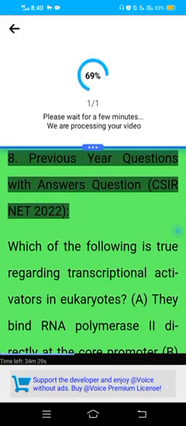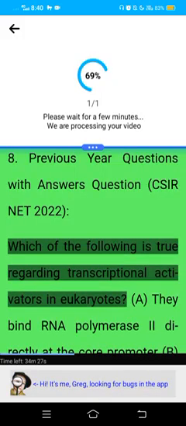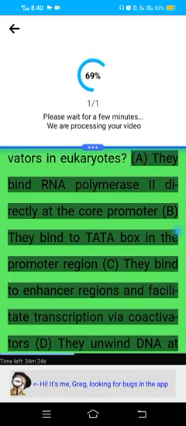8. Previous year questions with answers. Question. CSIR-NET 2022. Which of the following is true regarding transcriptional activators in eukaryotes? A. They bind RNA polymerase II directly at the core promoter. B. They bind to TATA box in the promoter region. C. They bind to enhancer regions and facilitate transcription via coactivators. D. They unwind DNA at the transcription start site. Answer. C. They bind to enhancer regions and facilitate transcription via coactivators.